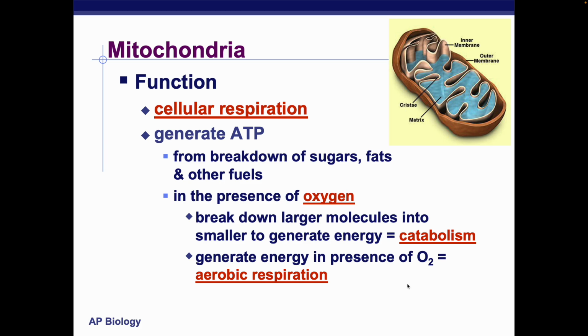This is the function of mitochondria. The main function is cellular respiration to generate ATP. Basically, from the breakdown of sugars, fats, and fuels, we will produce around 38 ATP, and this is in the presence of oxygen.